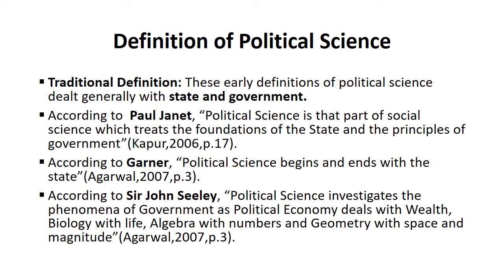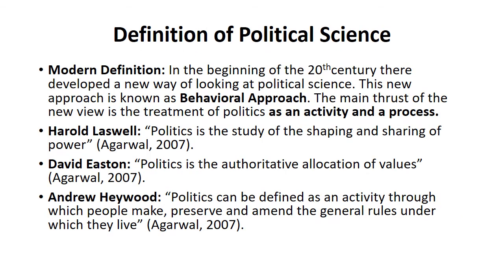So these are the traditional definitions of political science. Now there are modern definitions of political science. See, we saw that the traditional definitions mainly focused on the state and government. We will see now what the modern definitions focus on. In the beginning of the 20th century, they developed a new way of looking at political science. This new approach is known as the behavioral approach. Okay, the main thrust of this new view is the treatment of politics as an activity and a process.